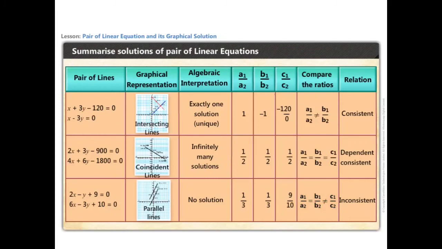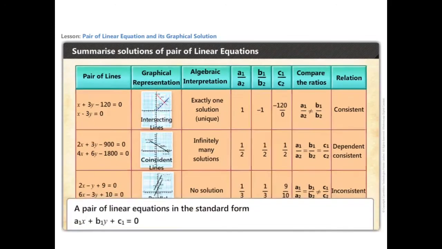Let us summarize the ratios of the coefficients, the graphical representation, and the algebraic interpretation for the different pairs of linear equations. So, given a pair of linear equations in two variables, we can find out the type of solution the equations will have by just comparing the coefficients of the two equations, without any calculations or plotting on the graph.